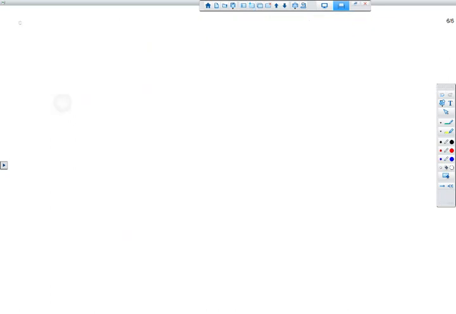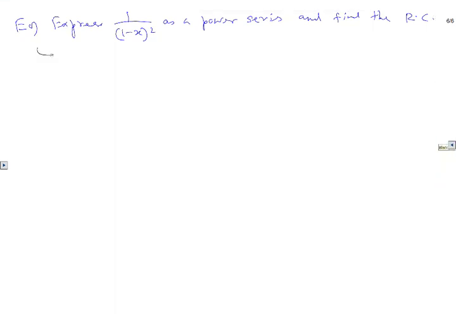So let's say, the example: express 1 over (1 minus x) squared as a power series, and find the radius of convergence.